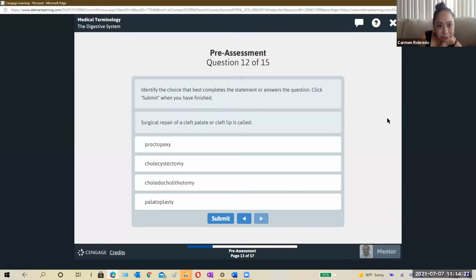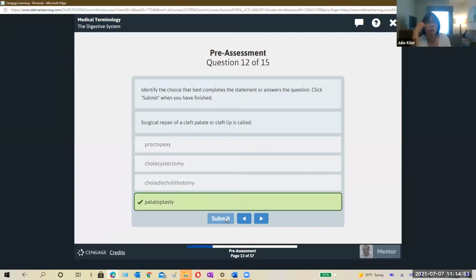All right. Surgical repair of a cleft palate or cleft lip is called proctopexy, cholecystectomy, or palatoplasty. We know surgical repair ends in plasty, and that's the only one. Good job, Sylvia. And the palate, the palato.